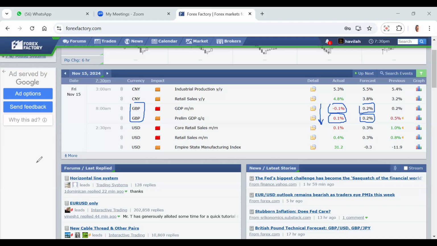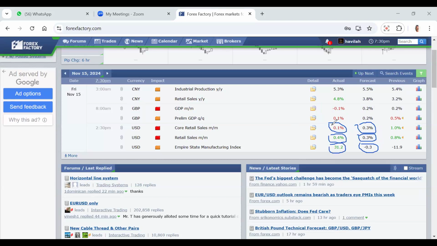Now, on the other hand, let's look at the other news here. You can see the USD here. The forecast is 0.3%. The actual is 0.1%. Now, here, the forecast is 0.3%. The actual is 0.4. That means the actual is greater than the forecast. Now, the third one, the forecast is minus 0.3 and the actual is 31.2.